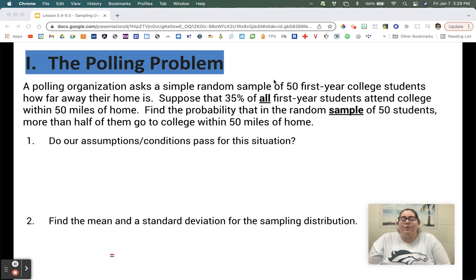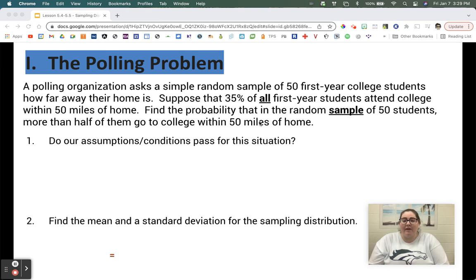Keep in mind that what's true for the population is not always going to be true for the sample. What's true for the population is not going to be true for every single sample we take. Some samples might have 35%, but some might be less or more. What we're trying to determine is, if I take a random sample of 50 students from that population, what are the chances that more than half of them live close to home? That's what we're going to figure out.